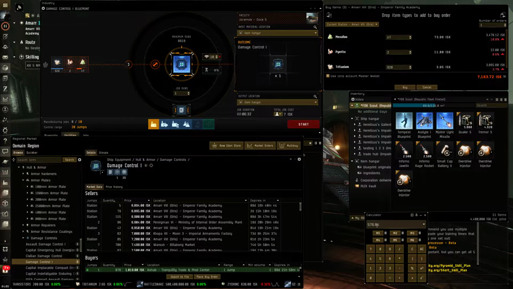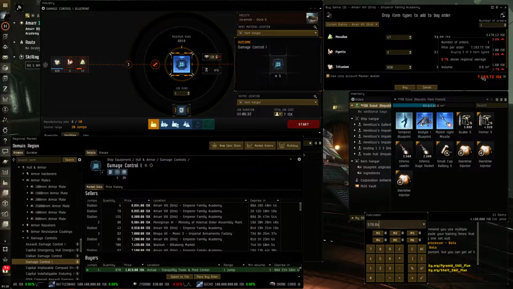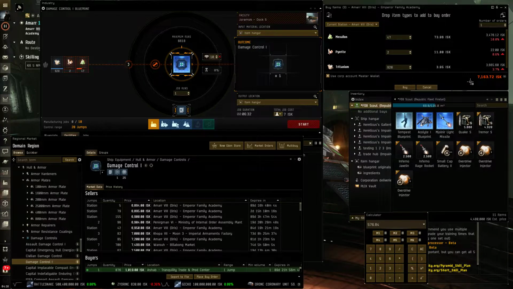6,900. Okay, so we're paying a sales tax of 576, 577 plus 7. So we're upping what this value is. Actually, we're reducing this value. Wait a minute. How to explain this properly?